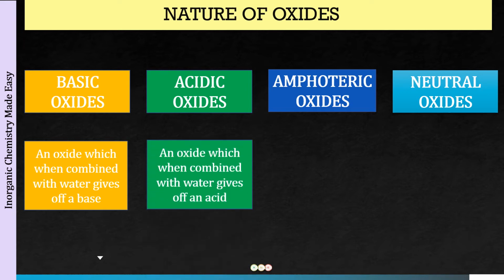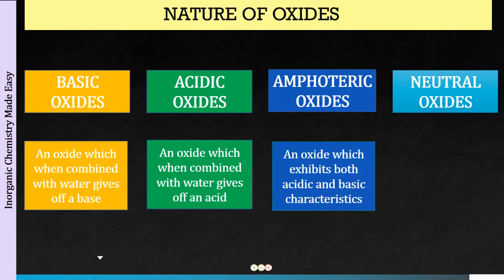Next we have acidic oxide. An acidic oxide is an oxide which, when combined with water, is going to give off an acid. And amphoteric oxides have properties both acidic as well as basic. So when they react with a base, they form a compound, and when they react with an acid, they also form a compound.